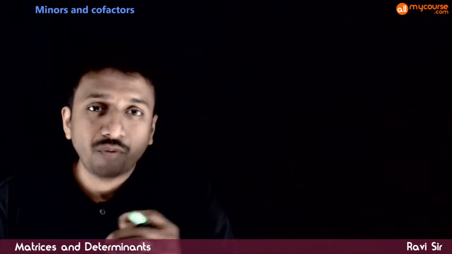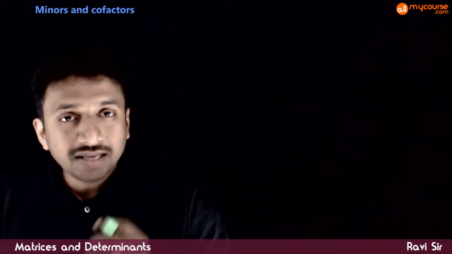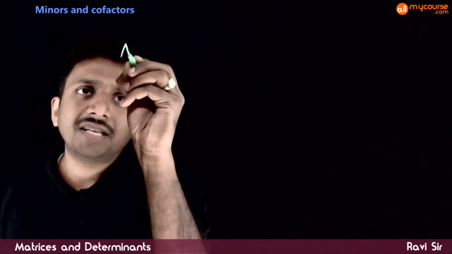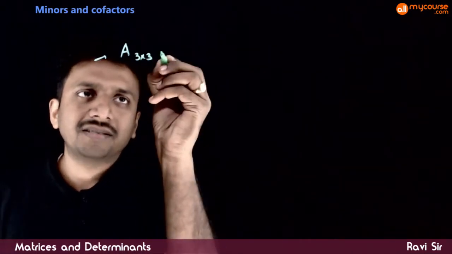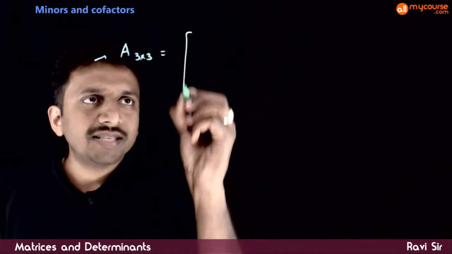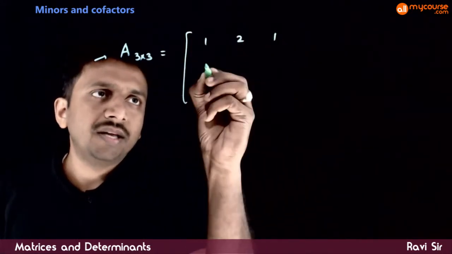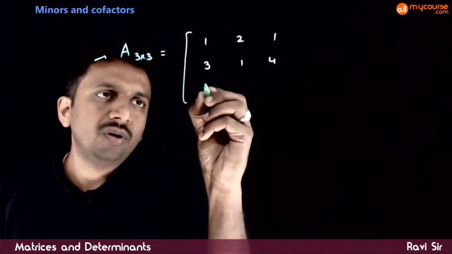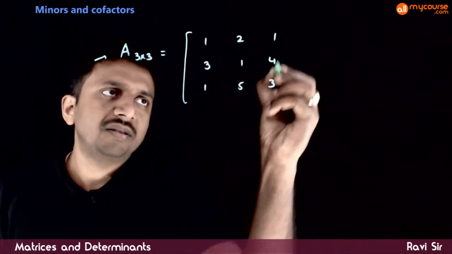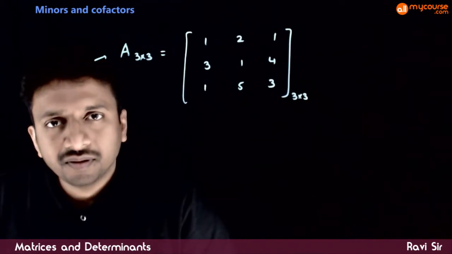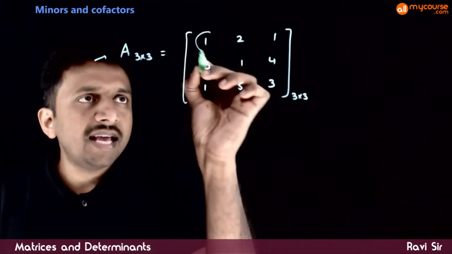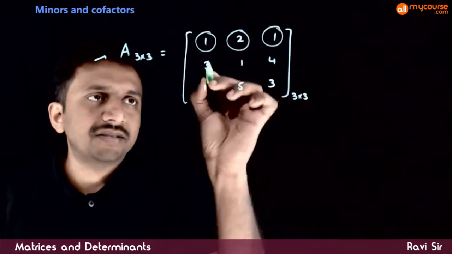In this video, let us look at what minors and cofactors are. So let us first deal with an example. If you take a matrix A, let us say that it is a 3 by 3 matrix. Let us take an example: 1, 2, 1, 3, 1, 4, 1, 5, 3. So let this be a 3 by 3 matrix. We know that there are 9 elements in this matrix.